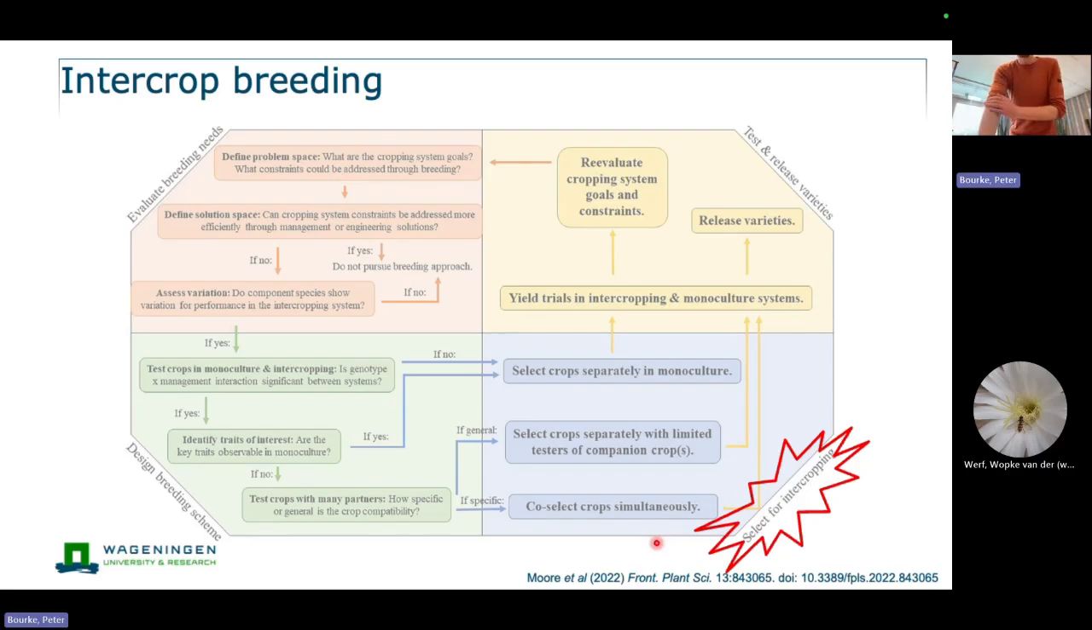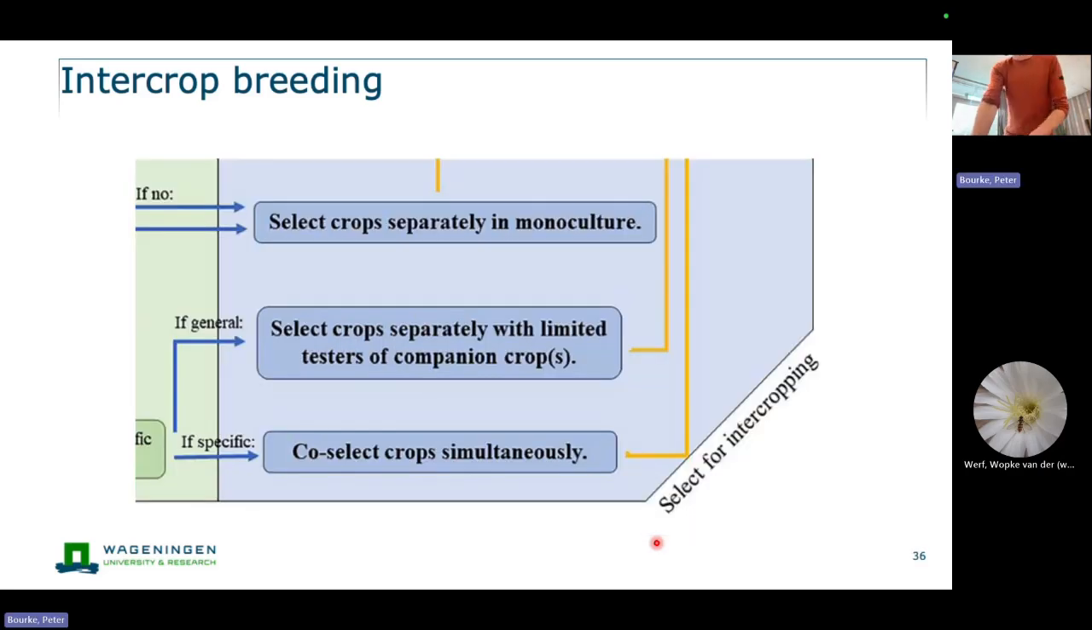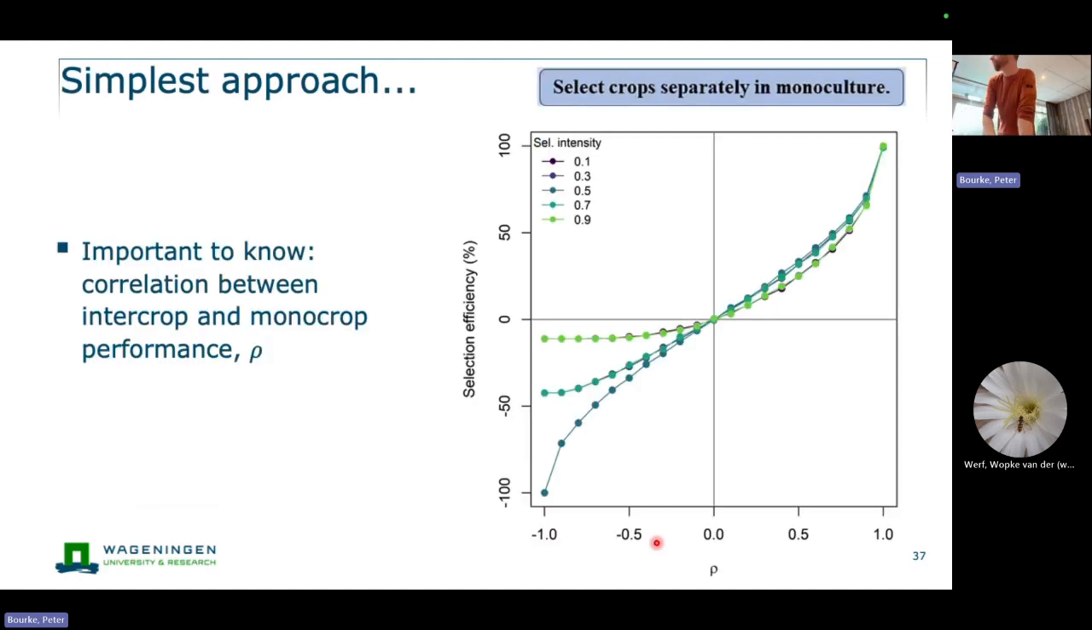Now, the final quadrant of this circle is this selection scheme for intercropping. And the first is, of course, the easiest: select crops separately in monoculture. Very much the simplest approach. And I've motivated this selection efficiency as a way to guide our decision on this. But that's intimately related with just this correlation between performance across systems.